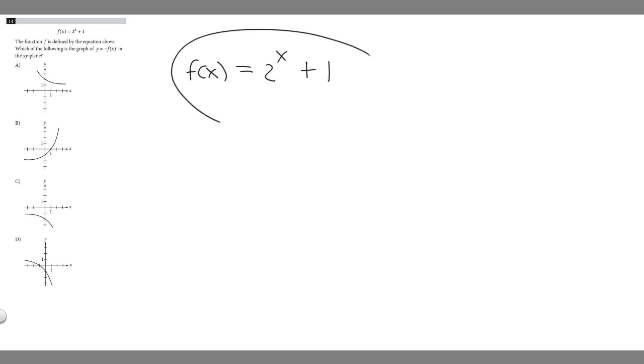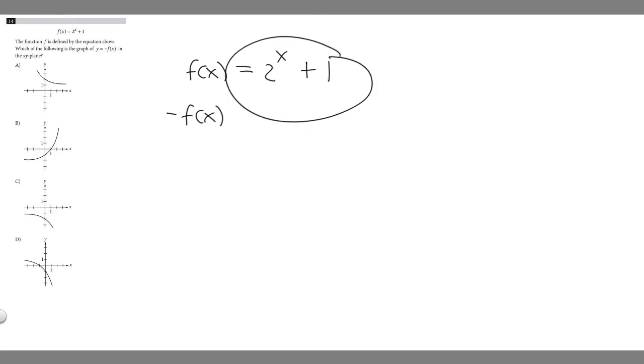They're giving us f of x, and we've got to determine which of these is minus f of x. So first, let's transform f of x into minus f of x. If this is f of x, and we're just doing a minus in front of it, all we've got to do is add a minus in front of our function. So it's going to become minus, and since you're doing it to the whole thing, it's going to be in parentheses.